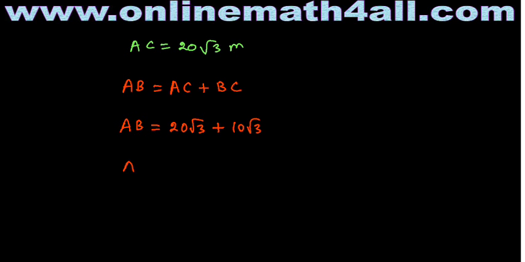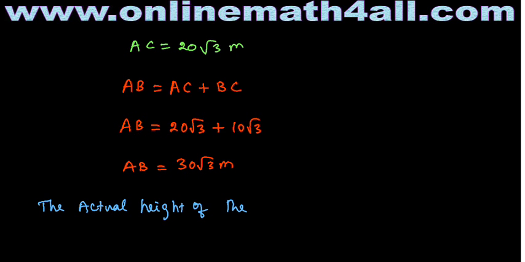So when we add these two, AB is equal to 20 root 3 plus 10 root 3, it will be 30 times root 3 meter. So the actual height of the tree is 30 root 3 meter. Students, if you need the height of the tree accurately, you have to substitute the value for root 3, that is 1.732, and it has to be multiplied by 30. So that can be done easily.